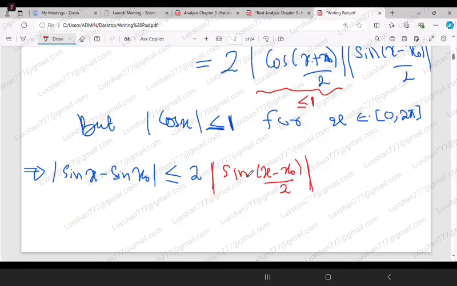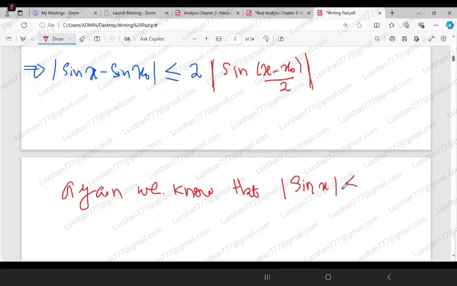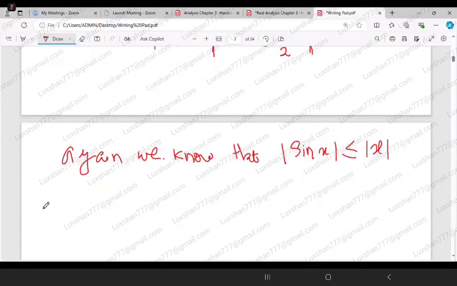Okay, mod of sin x minus 2. But we know that, mod of sin x, this early idea, mod of sin x is always less than or equal to mod of x.